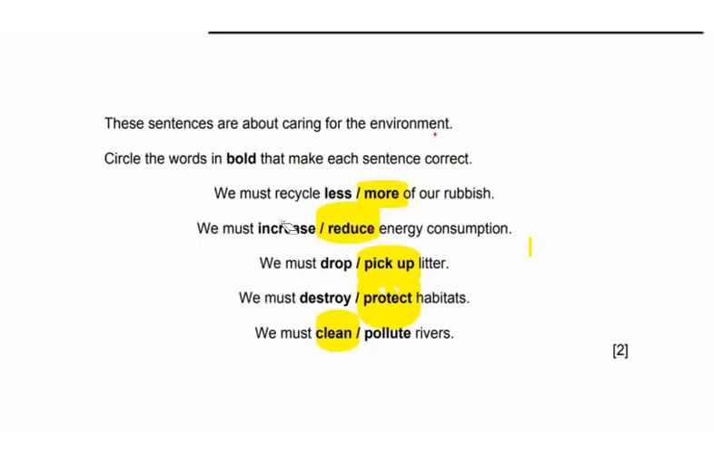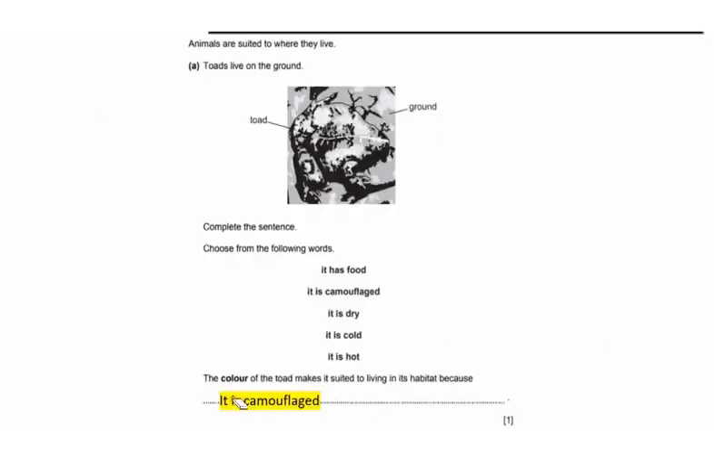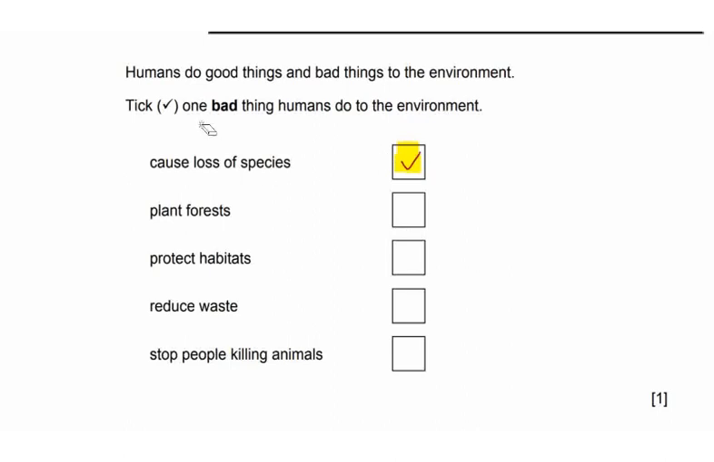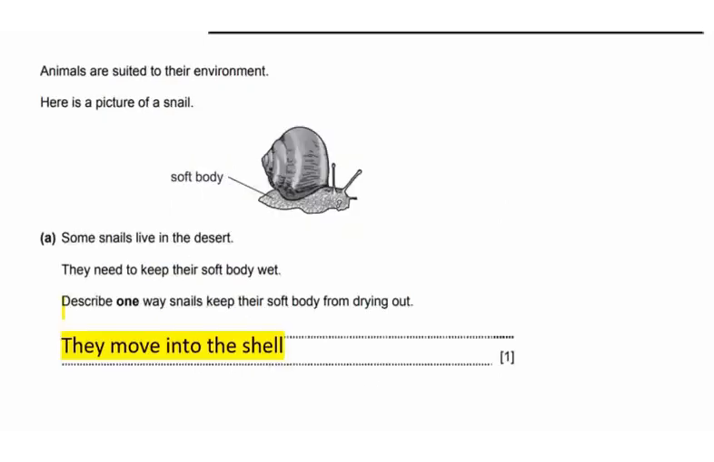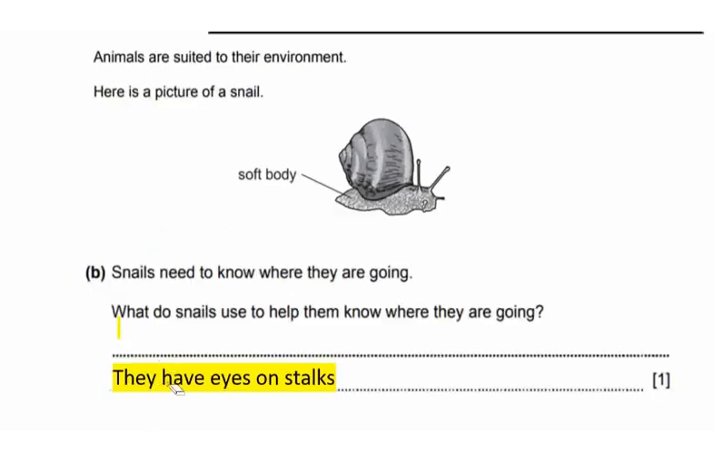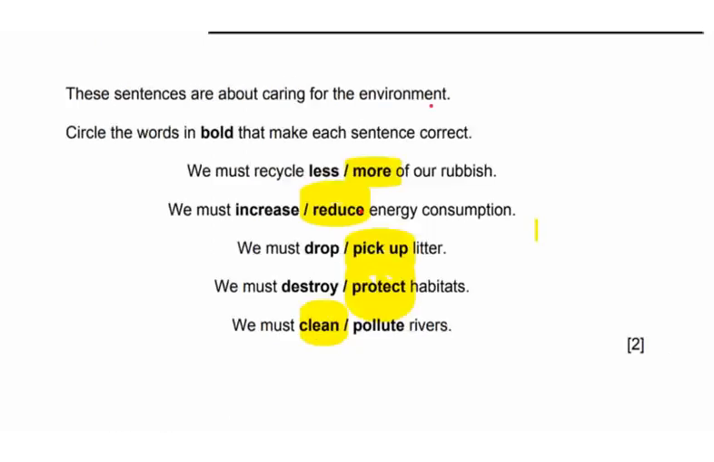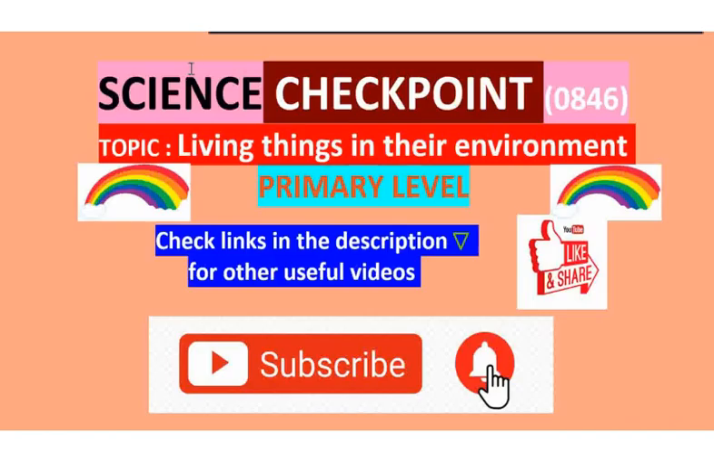We'll scroll up for the whole mark scheme for this quiz, starting from number 1. So you may take a screenshot and use it for study. This is the answer for question number 1. This is the answer for question number 2. This is the answer for question number 3. This is the answer for question number 4a. This is the answer for question number 4b. And this is the answer for question number 5, our last question for today's quiz. So today we have discussed science checkpoint past paper, classified past paper per topic, living things in their environment.